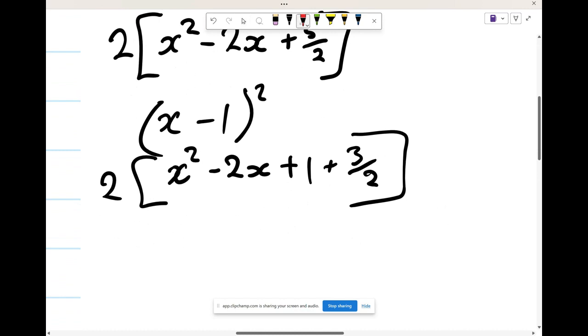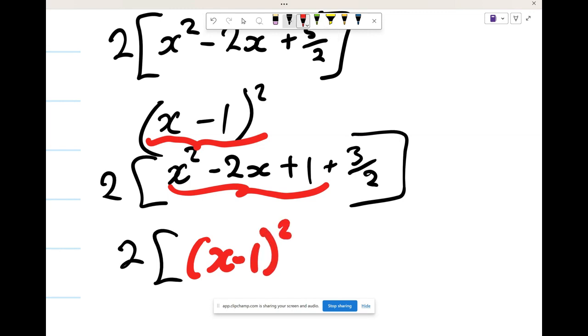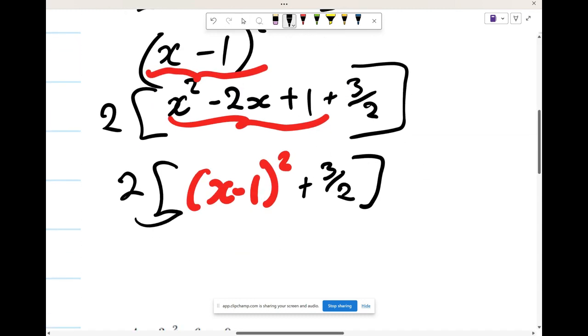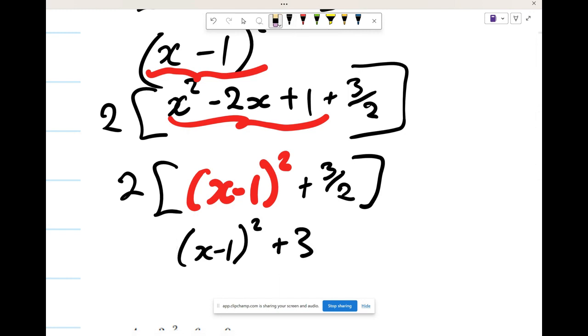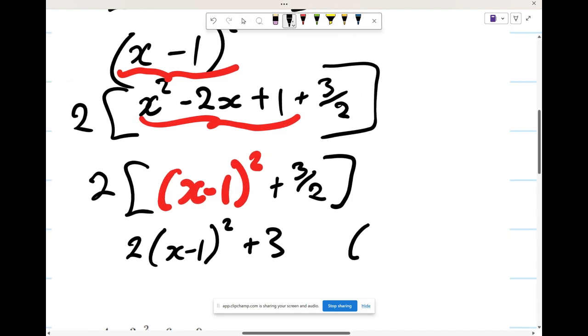And we know that this one here is just that, so we can rewrite that: 2 times x minus 1 squared, keep the 3 over 2. And now we multiply in our 2. So we do 2 times x minus 1 squared plus 3. And that is the question done. So our minimum point here will be 1, 3. And it's not affected by this 2 here.